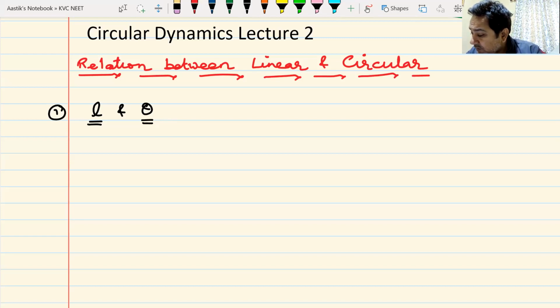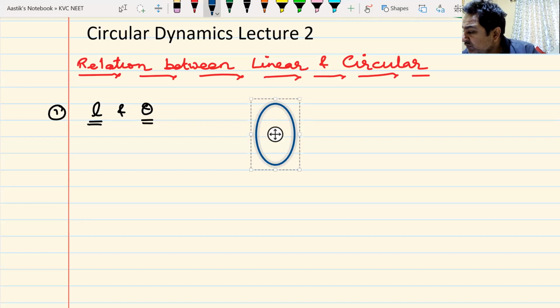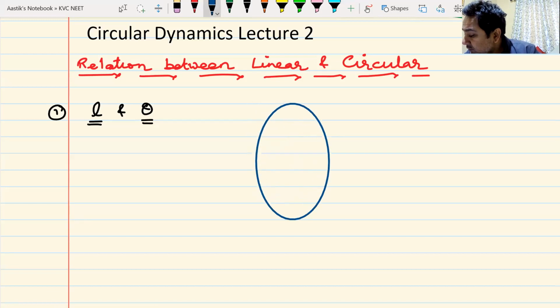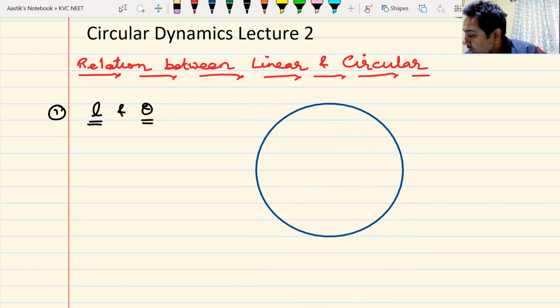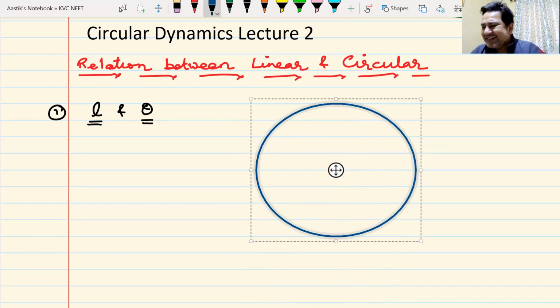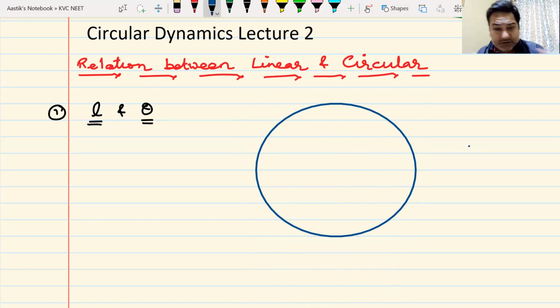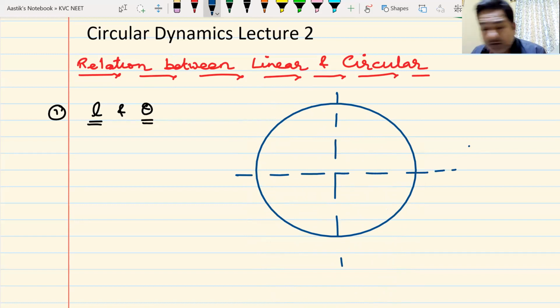Now what I'm going to do is draw a circle. It looks okay. So this is a circle. Now suppose a body is moving in this circular path. Basically, we are now concentrating on circular motion. So the body is moving on a circular path.